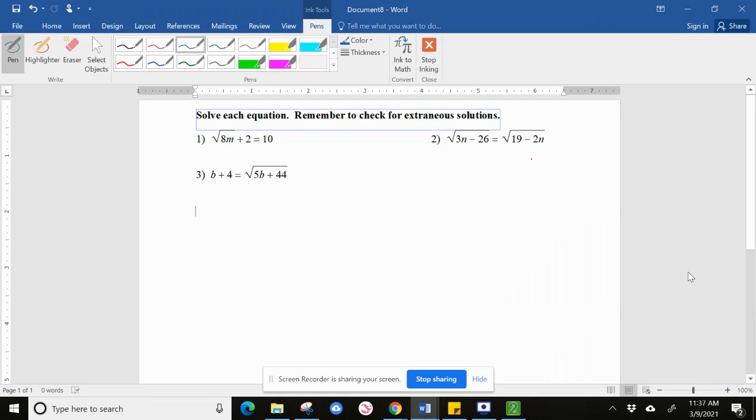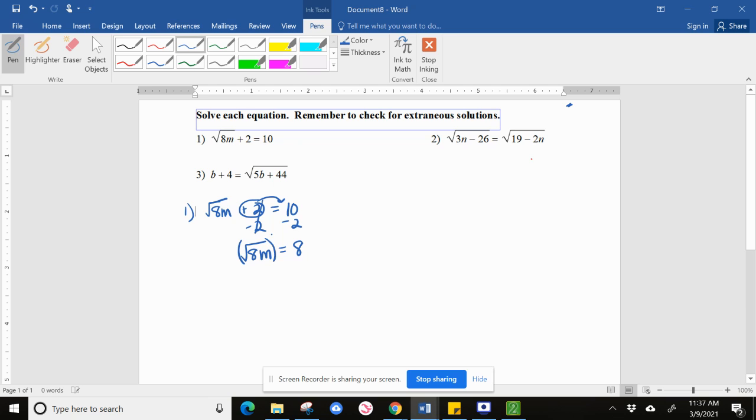All right, we're going to solve a few radical equations. This first one, the square root is already isolated, so it's looking good. Well, actually, it's not isolated at all, is it? We got to move it. So let's move this 2 over. Then it'll be looking good. I'm getting ahead of myself. All right, now it's isolated.